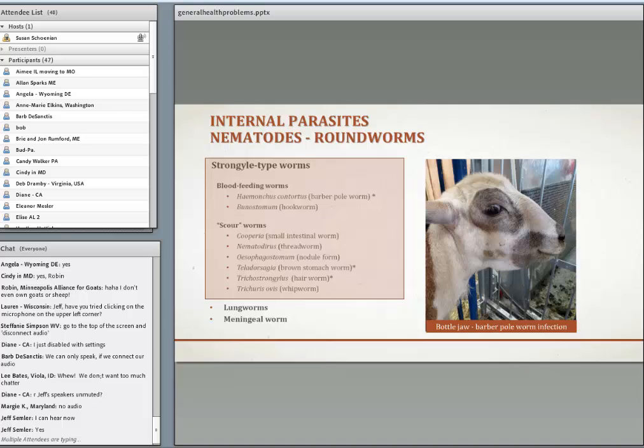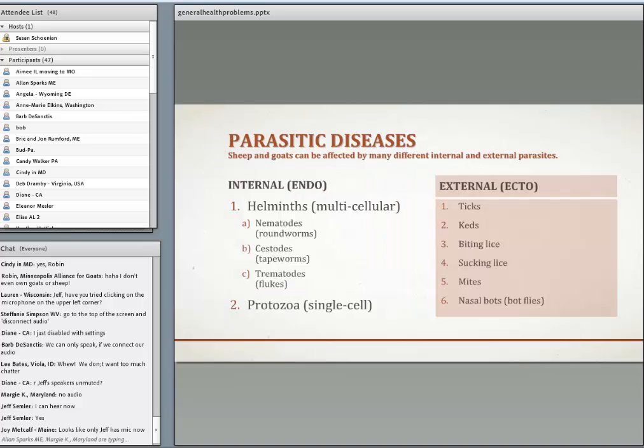The internal parasites, let me back up to the last slide. There's basically two types of internal parasites. One is the helminths, which are the multicellular parasites, much more complex organisms, and then the protozoan parasites. And really, both of these are extremely problematic, particularly one parasite in each of those groups. And then within the external, we'll go into some of these different types of external parasites.